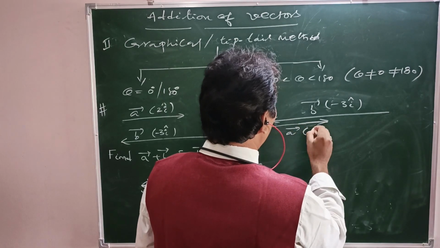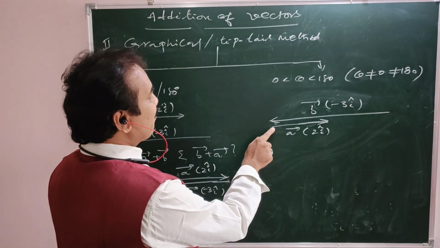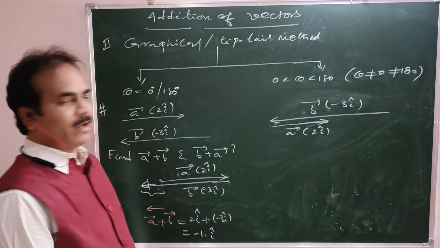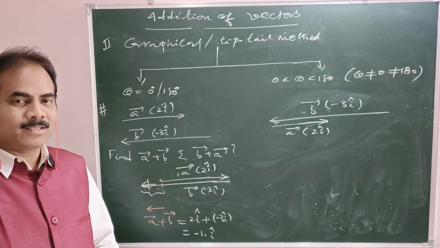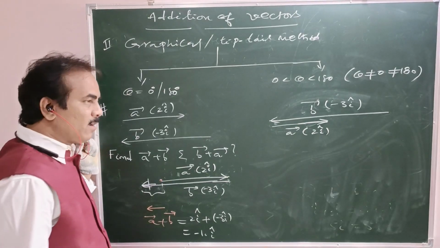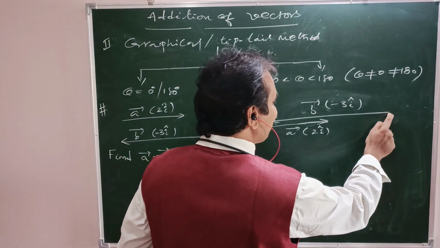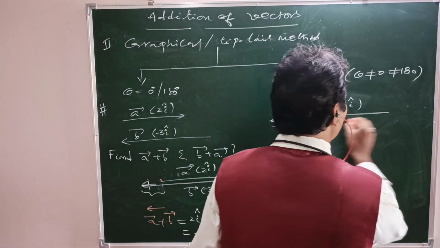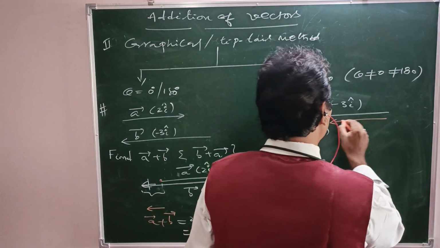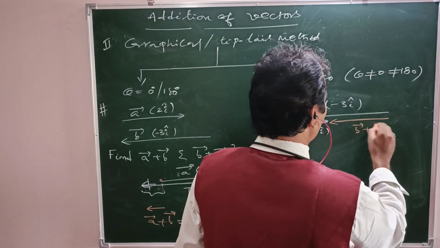A bar is 2i cap, right? See, the tail of A bar is connected with the head of B bar, right? Now, how to take the resultant vector? Simple. By taking one vector from the tail of the first vector. See, this is the tail of the first vector. This is the head of the second vector. So, this is the resultant vector. What is that resultant? B bar plus A bar.